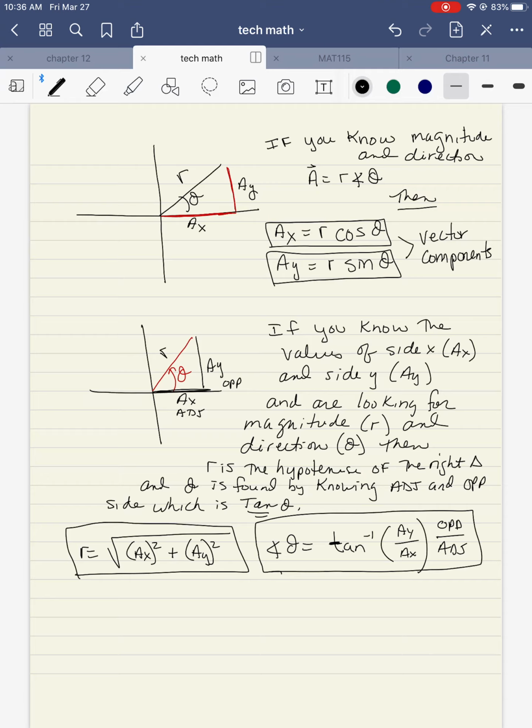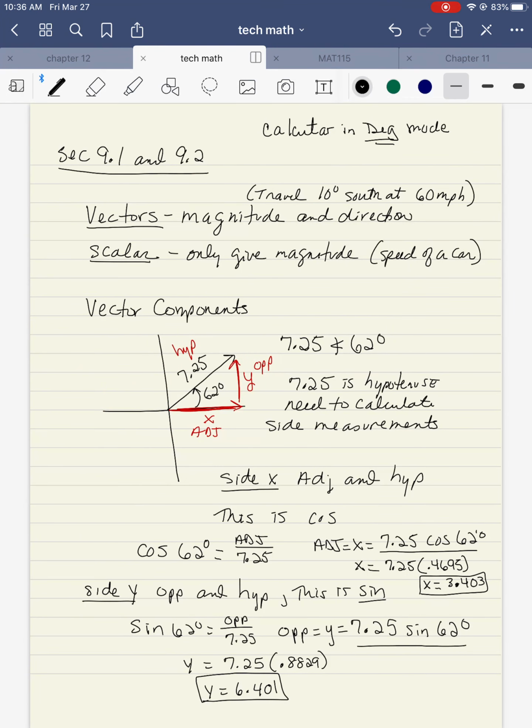So if you know the magnitude and the direction, vector A is equal to r at angle theta. Little r is the magnitude, angle theta is the direction. You can write a general formula for the vector components. Ax equals r times the cosine theta. Ay is equal to r times the sine theta. So magnitude cosine, magnitude sine. And that's exactly what we did over here. Ax was magnitude cosine, ay was magnitude sine. So magnitude sine is right here, magnitude cosine is right there.